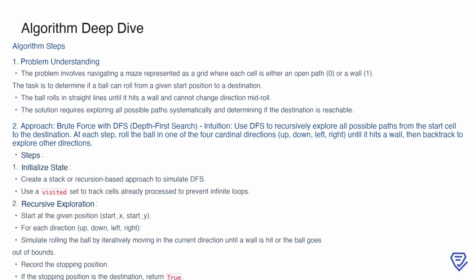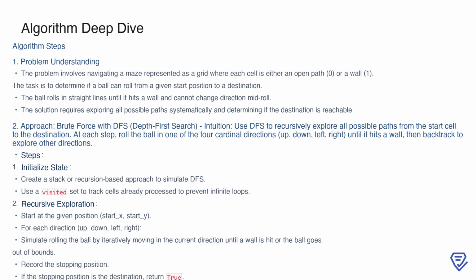One intuitive approach to solve this is using depth-first search, or DFS. This method allows us to recursively explore all potential paths. At each step, we roll the ball in one of the 4 cardinal directions, up, down, left, or right, until it hits a wall. From there, we backtrack and explore other directions. The process begins by initializing the state. We create a stack or use recursion to simulate DFS, and we maintain a visited set to track cells we've already processed, avoiding infinite loops.